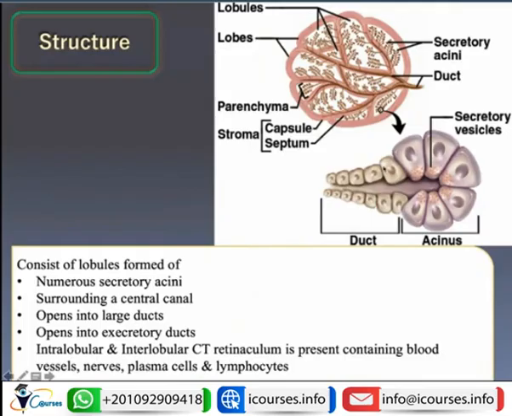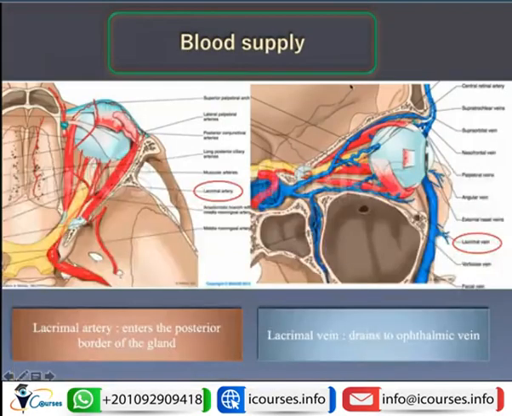The structure of the lacrimal gland is made of acini. These acini are arranged around a central duct, and this duct will open into an excretory duct that will finally open into the superior conjunctiva. The blood supply of the lacrimal gland comes mainly from the lacrimal artery, which runs above the superior border of the lateral rectus until it reaches the lacrimal gland, and is drained by the lacrimal vein.